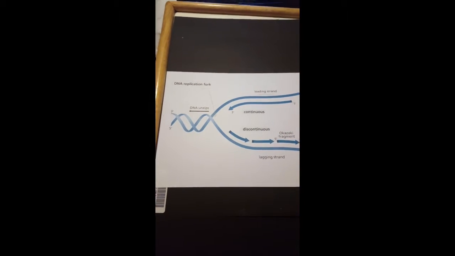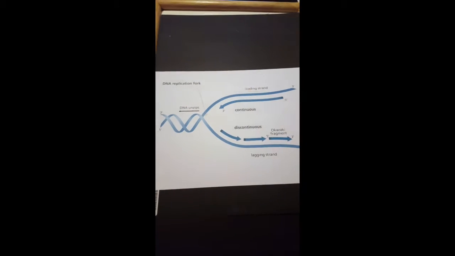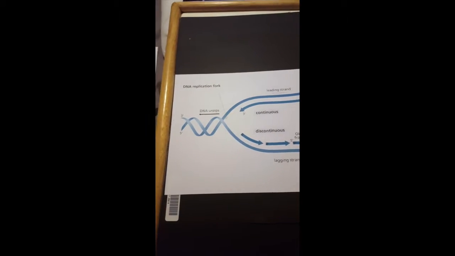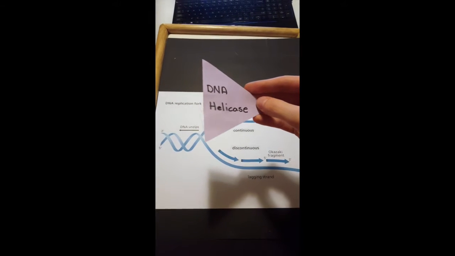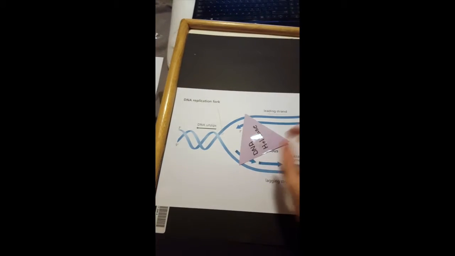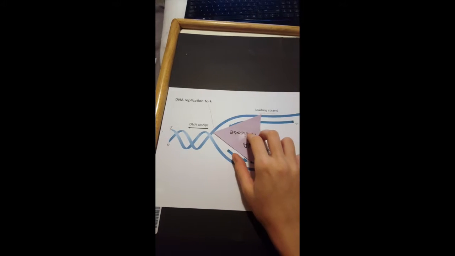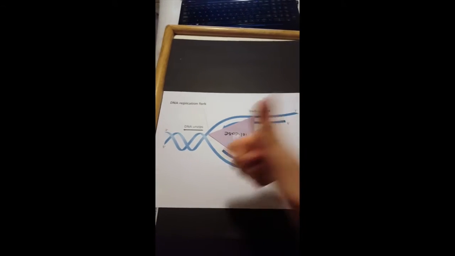So, the 2 DNA strands separate, as you can see right here. We like to call that a replication fork. DNA helicase, right here, is our enzyme that unwinds the DNA strands. So as if it pushes it apart to form 2 strands ready for replication.